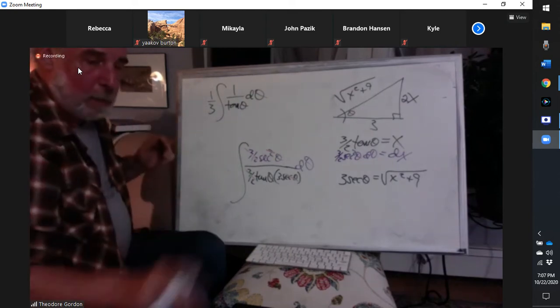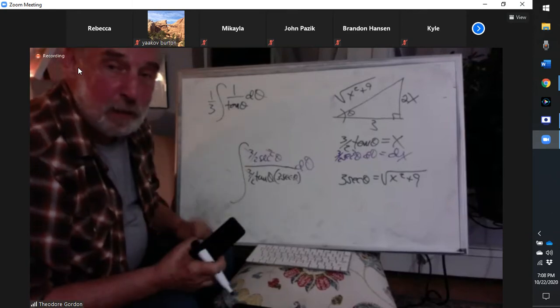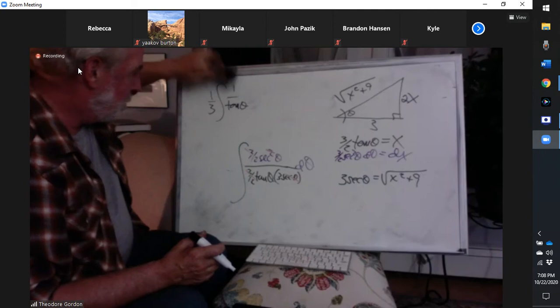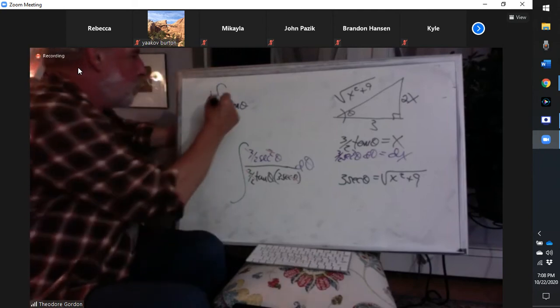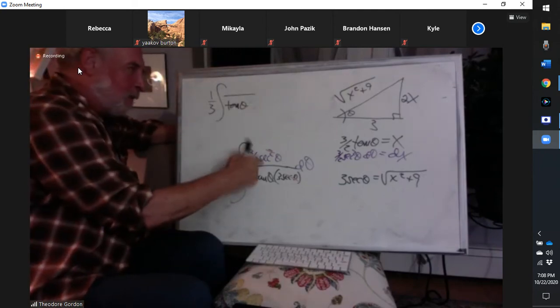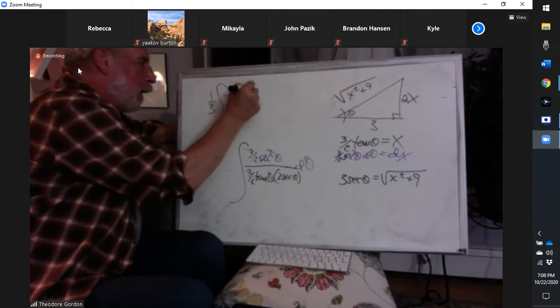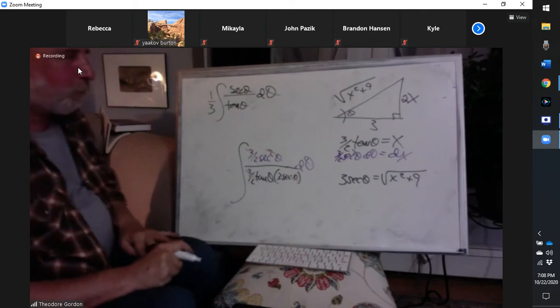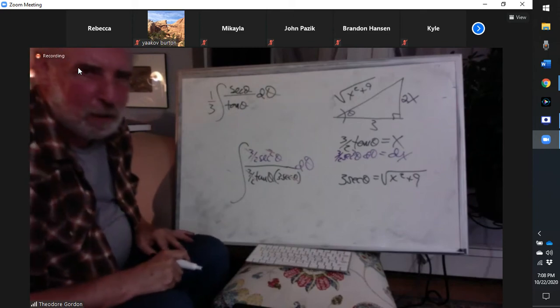Oh, and there's a secant above. Thank you. See, I'm not writing a textbook at all. I forgot that secant's still there. So we get secant theta d theta. Okay. Looks better already.